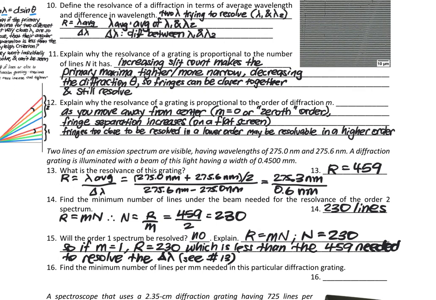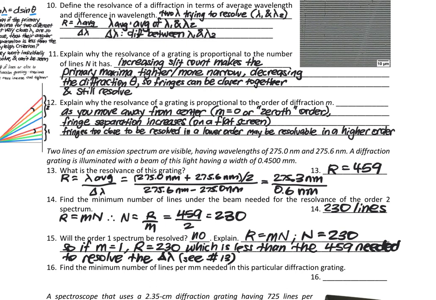So if that's the case, if m equals 1, then R is 230, which is less than the 459 that you would need to just barely resolve the delta lambda between these two wavelengths in number 13. I don't really understand what he's getting at in number 15, because if 14 is giving an N value, a number of lines value, for just barely resolving the second order, then no, the first order won't resolve. The third order will, and the fourth will. But if second order is just barely resolving, then any orders beneath second will not resolve. Maybe that is the point of 15.